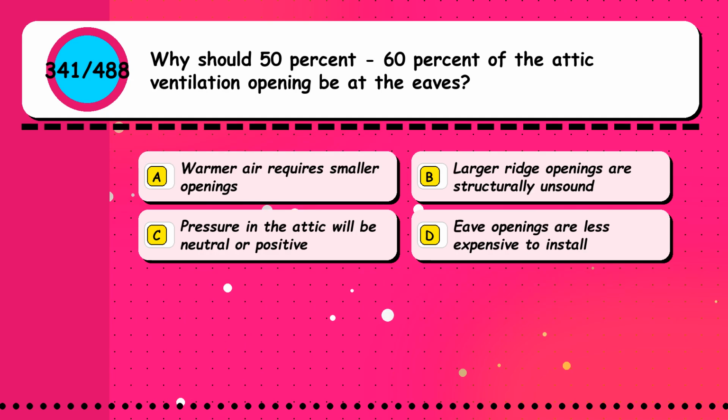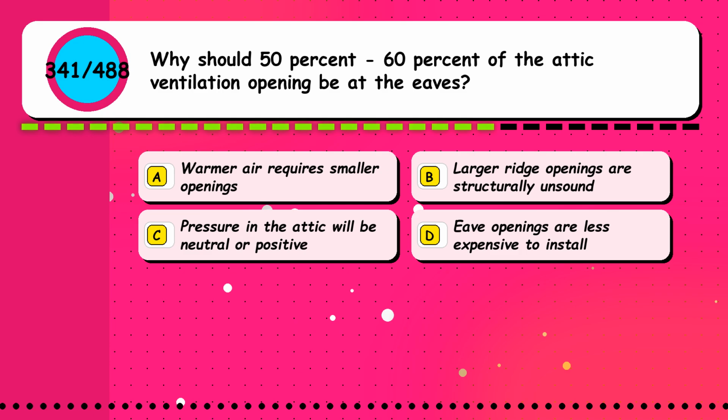Question 341. Why should 50 to 60% of the attic ventilation opening be at the eaves? Option A, warmer air requires smaller openings. Option B, larger ridge openings are structurally unsound. Option C, pressure in the attic will be neutral or positive. Option D, eave openings are less expensive to install.